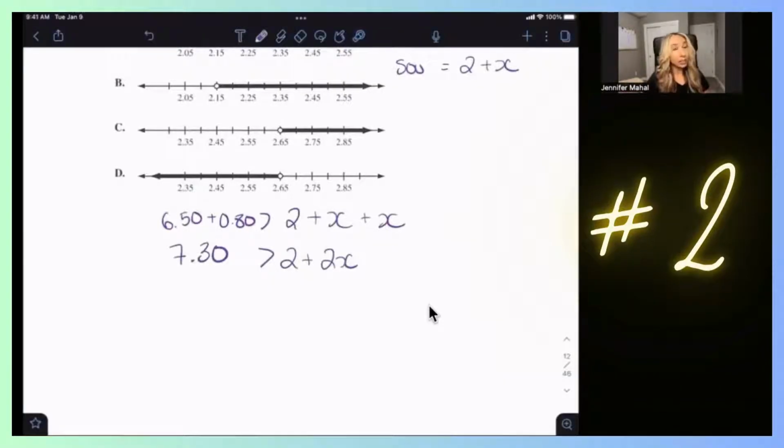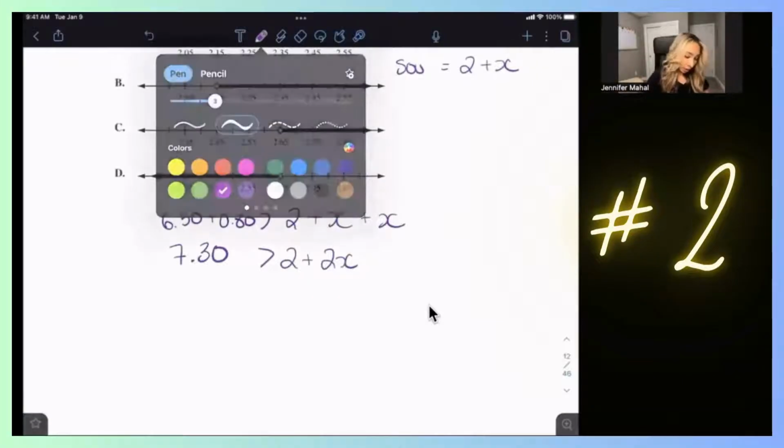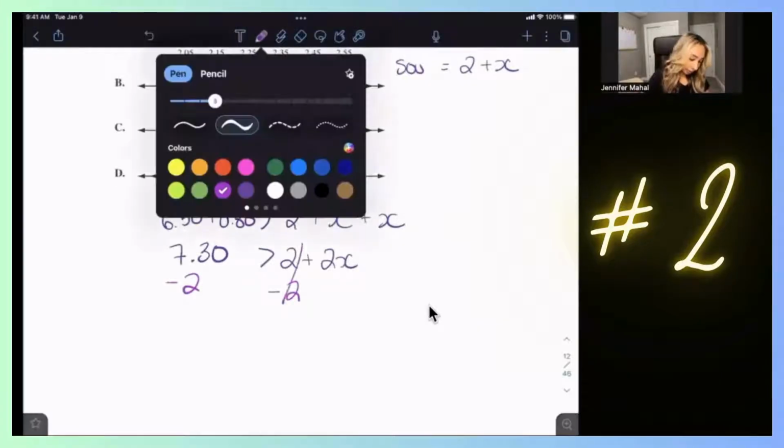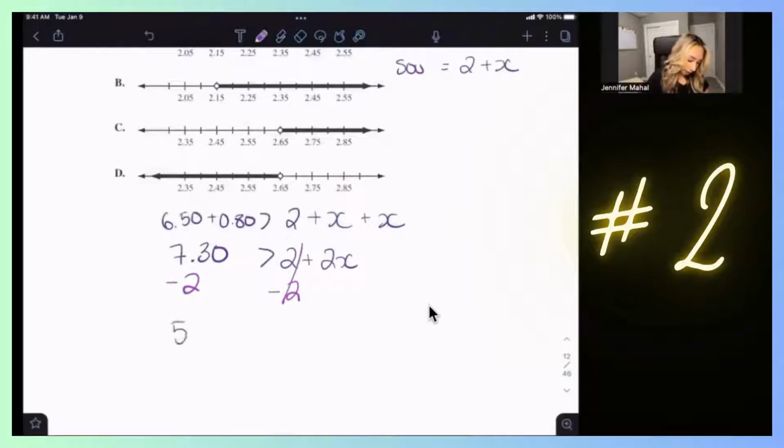Now we just got to go ahead and solve for X. So to do that, we're going to move all our X's to one side and all our numbers to one side. So it looks like I just have to get rid of this 2 here. So I'm going to add -2 to both sides. That side's going to cancel out, leaving me with $5.30 is greater than 2X. We again just need to figure out that salad. So we're going to divide both sides by 2 because X is being multiplied by 2. And that's going to give me $2.65 is greater than X.